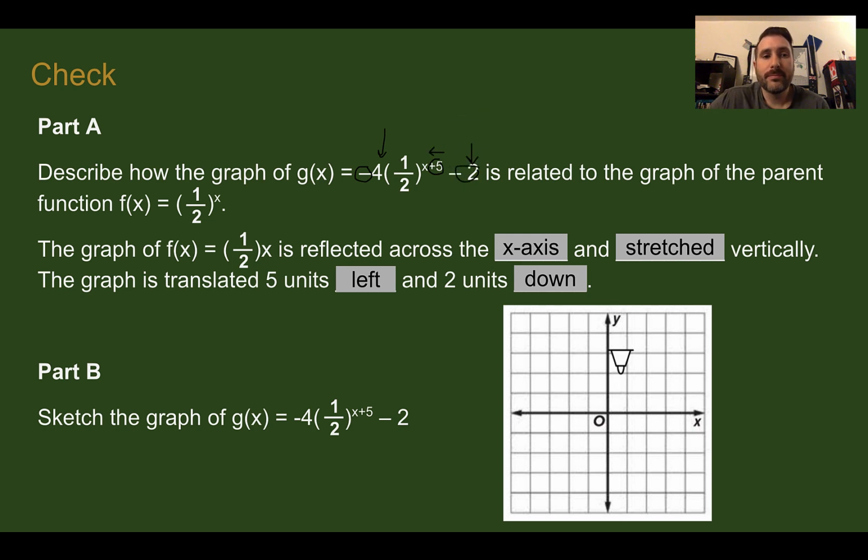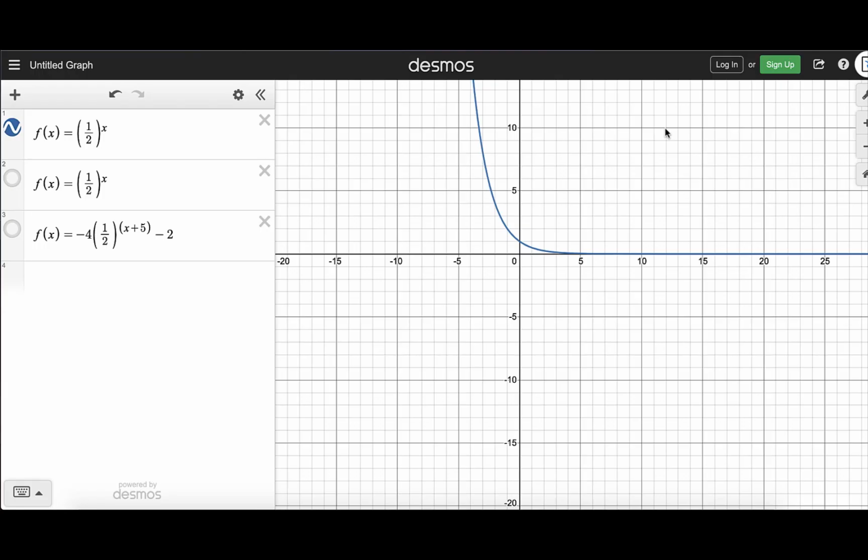For the graph here, first of all, because it started as a half, it's going to be a decay function that looks like that. The reflection is going to flip it over, so now it was going to appear like that. It would shift to the left 5 units and down 2, also being stretched 4 units away from the x-axis. That's very complicated, so for this one, let's actually head over to Desmos and help us to figure out what it looks like. In Desmos, let's see what each of these transformations is going to do.